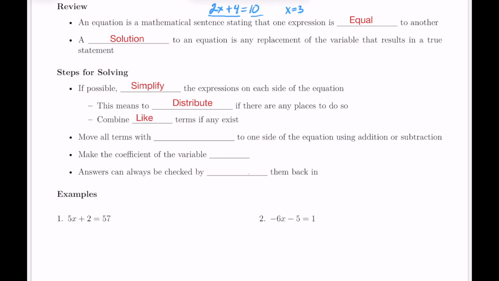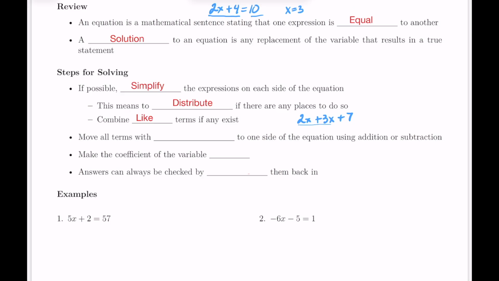So for example, in the previous one we did, there really weren't any like terms on one side of the equation, but there was a 4 and a 10 on the other. Now both of these are constants. They don't have a variable to them, so they are like terms. You could also do something like if we had 2x plus 3x plus 7, well, we know that the 2x and the 3x, those are like terms, and those could combine to be 5x.